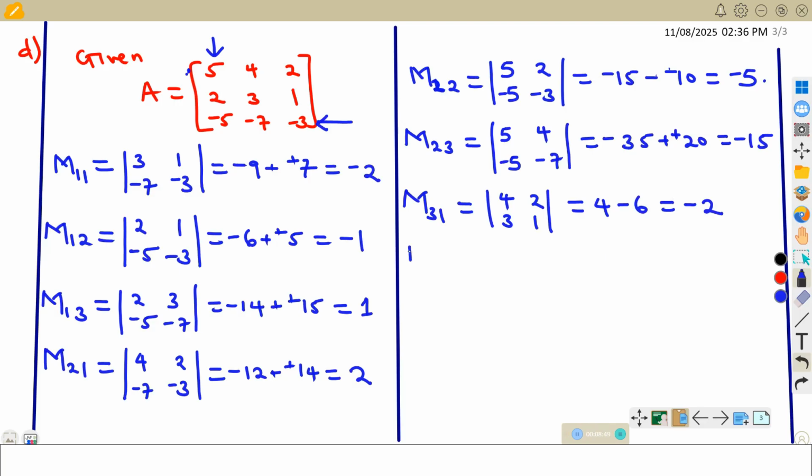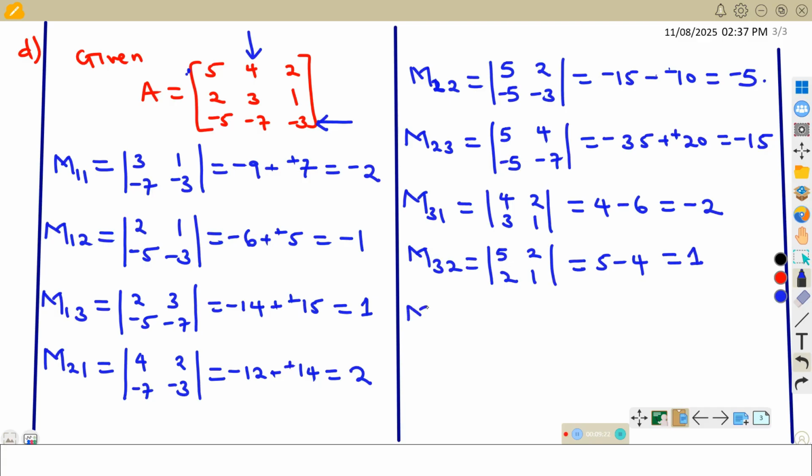Next we shall talk about M of 3, 2. For M of 3, 2, remove the third row, then the second column. We are removing this column here. So we shall remain with 5, 2, then 2 and 1. And this will give us 5 minus 4, and this will be equal to 1.